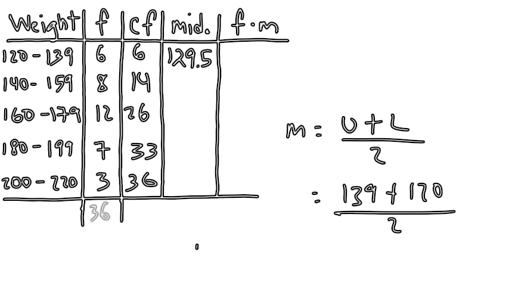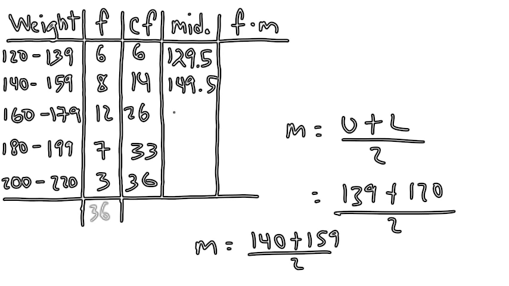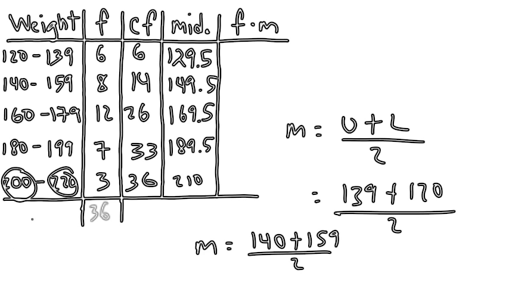Now let's do the same for the second interval. So let's add 140 and 159 and then divide by 2. And so this is going to be 149.5. So we can see that the midpoint is increasing by 20. So the next ones are going to be 169.5 and 189.5. Now the midpoint between 200 and 220 is 210. If you add these two, you're going to get 420. 420 divided by 2 is 210.